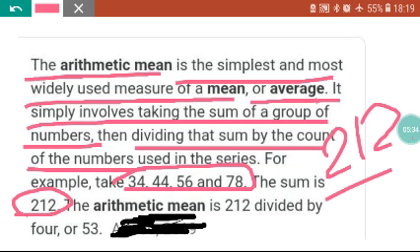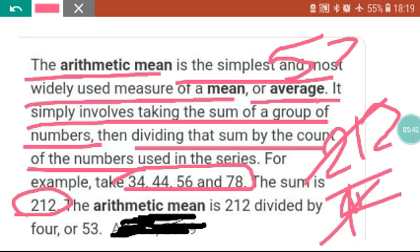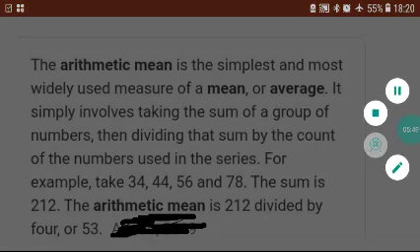How many numbers are there? There are four numbers. So this is called the mean. With this 4, we'll divide this 212 and the answer will come to 53 only. So this is the answer, and this is how we find the arithmetic mean.